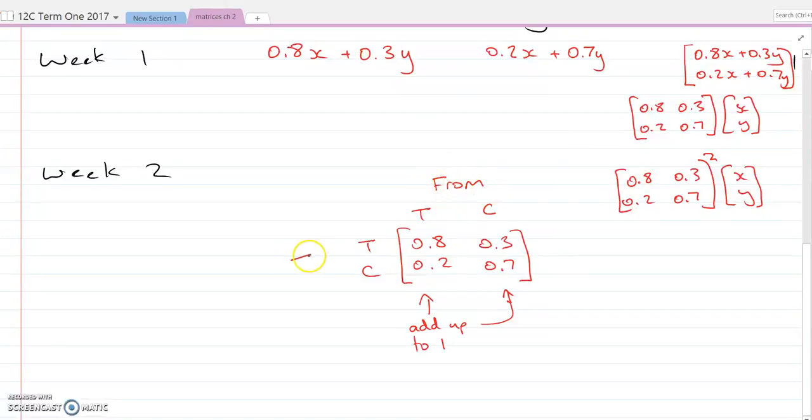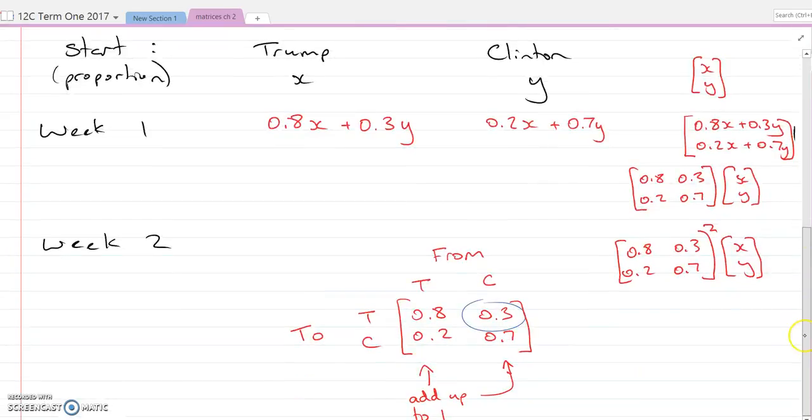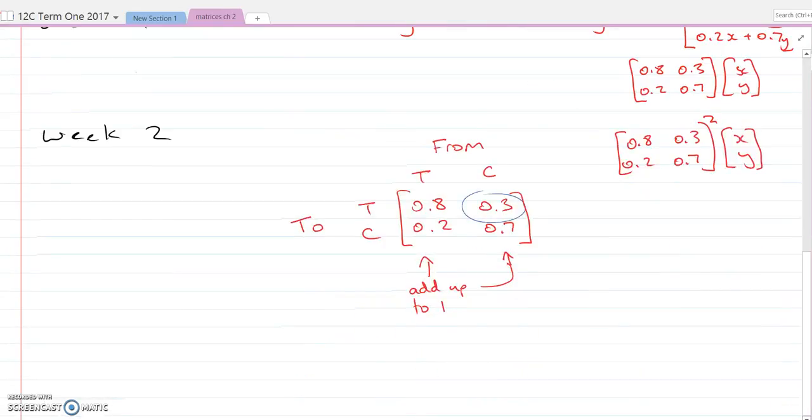Alright? And this is from and to, or you could call those before and after. So for example, this one means from Clinton to Trump. Going back up here, 30% switched from Clinton to Trump. Or you could think before they were Clinton and after they were Trump. So this is what the things in this matrix mean.